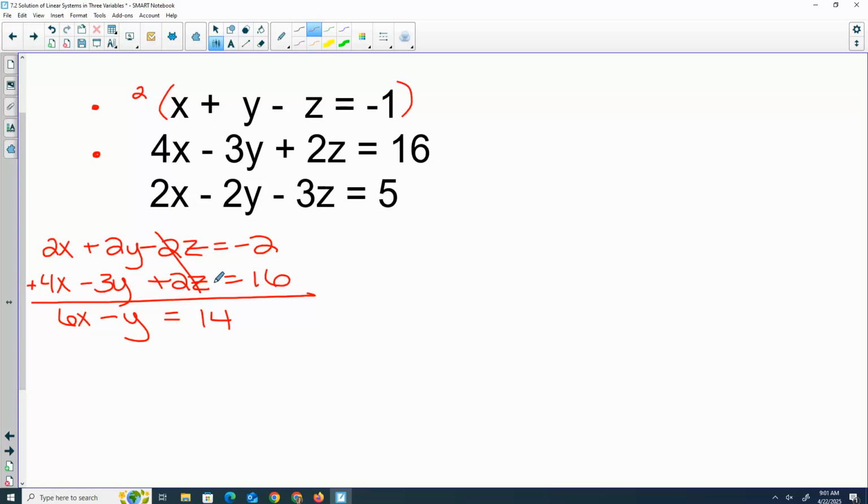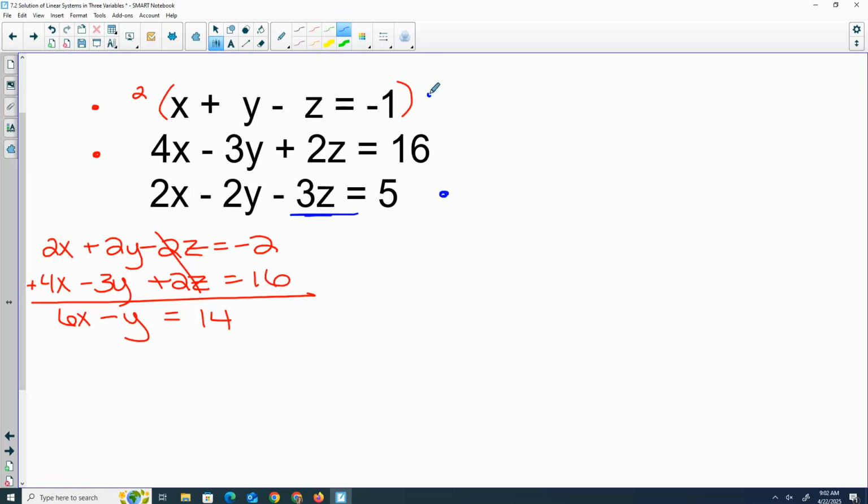Unlike when we only had two variables, I don't have my answer yet, but I now have an equation with only two variables. What we're going to do next is go back to the originals. I have not used the third equation yet, so I have to use that one. And one of the other two that I already used, but I need to eliminate the same variable. So I eliminated z the first time, I have to eliminate the z again. Which equation do you want to pair this with to eliminate z?